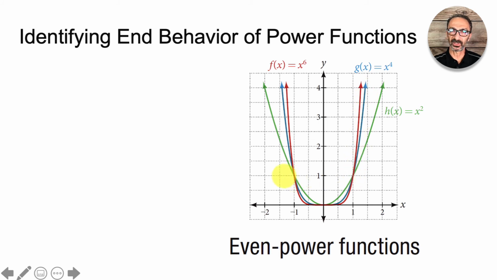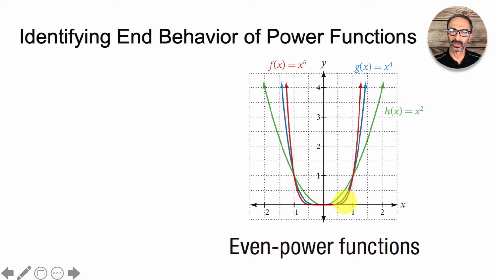Same thing after -1, because negative is not going to make any difference. When you plug in numbers like -2, it's going to change to positive. Now, what happens for the blue one between 1 and -1, it's lower than green.